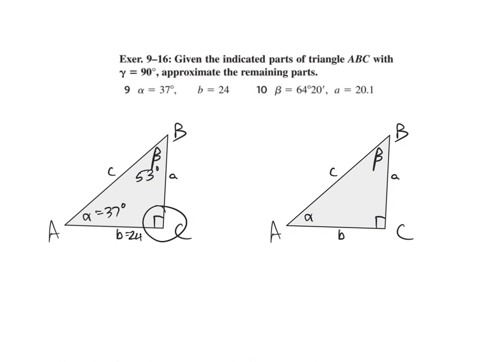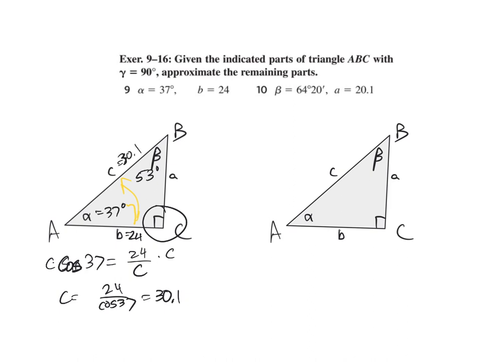Let's start with alpha, and we'll use our adjacent leg to get our hypotenuse. So this would be cosine for adjacent leg. Cosine of 37 is equal to the adjacent leg over hypotenuse. Multiply by C, and then divide the 24 by the cosine of 37. So put that in your calculator. 24 divided by cosine of 37. And so this should be 30. It doesn't say how far to go, so 30.1, I guess. And that makes sense. The numbers should look like the other numbers or what you think they should be.